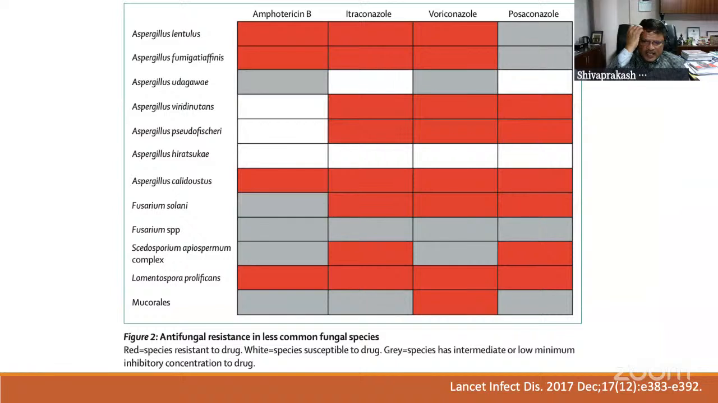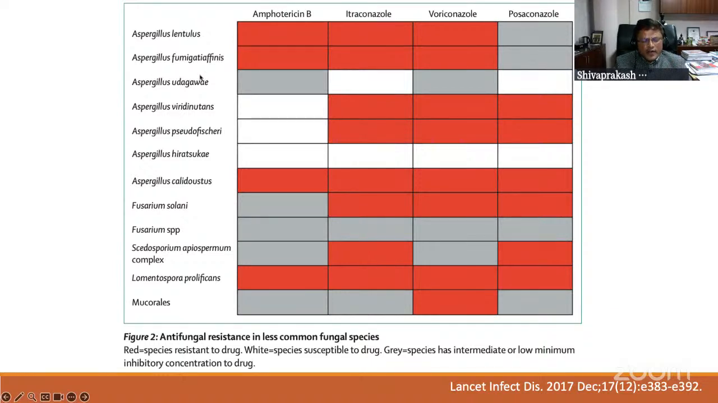So for Aspergillus, again, we need to understand the species causing infection. Nowadays we call them cryptic species within Aspergillus fumigatus. Fumigatus is not a single species; it has many species. For example, Aspergillus lentulus is resistant to amphotericin B, itraconazole, and is also resistant to voriconazole. And posaconazole is mainly intermediate.